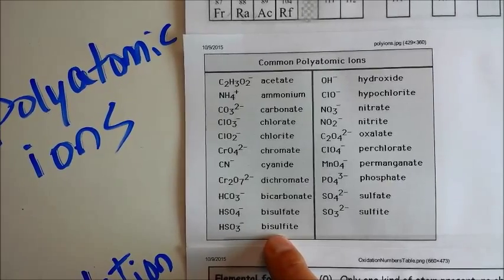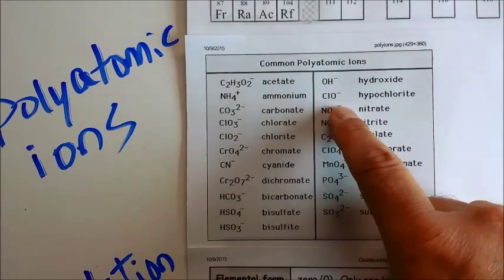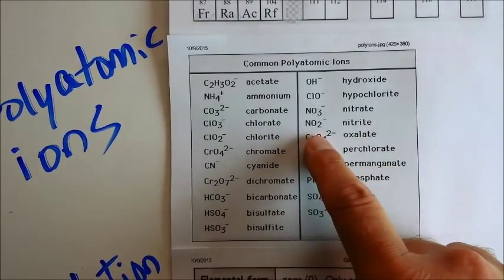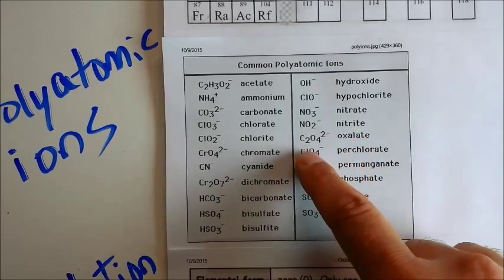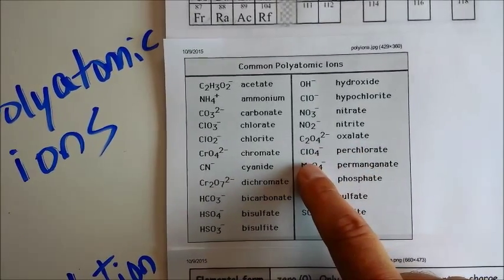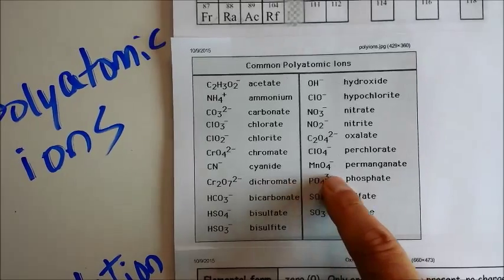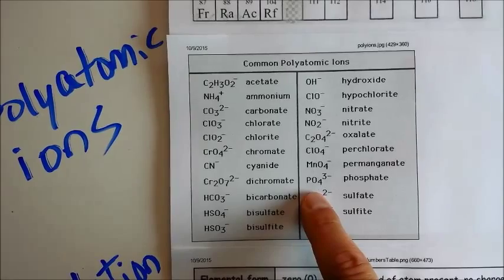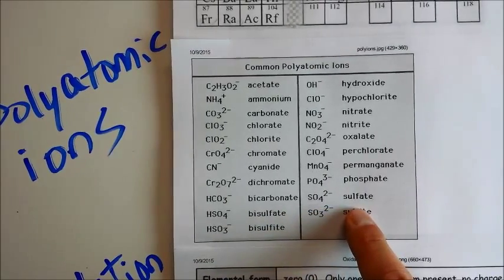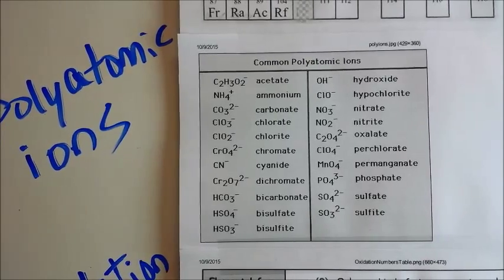HSO3 -1 is bisulfite. OH -1, hydroxide. ClO -1, hypochlorite. NO3 -1, nitrate. NO2 -1, nitrite. C2O4 -2, oxalate. ClO4 -1, perchlorate. MnO4 -1, permanganate. PO4 -3, phosphate. SO4 -2, sulfate. SO3 -2, sulfite. I think these are good to put on flashcards and just memorize.